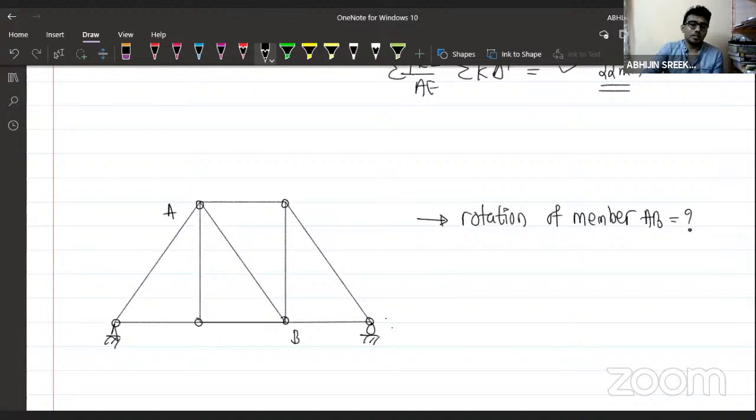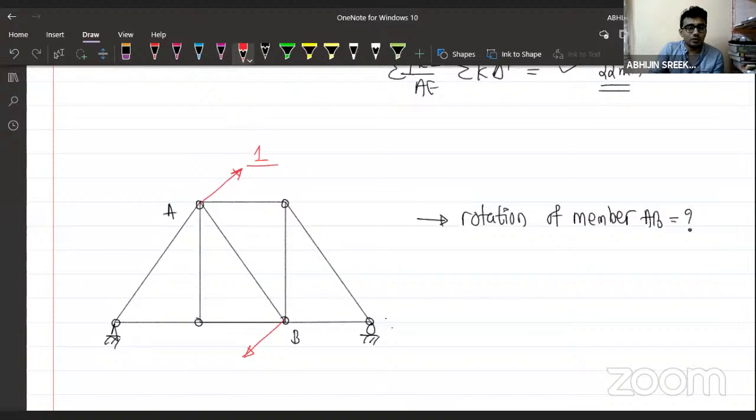So, what do you think, Kasturi? Will you be applying a unit moment, a unit couple, something like this? That is not allowed in the unit load method. In the unit load method, instead of applying a moment like this, we will be applying a unit couple like this. We will be applying unit loads in this way.